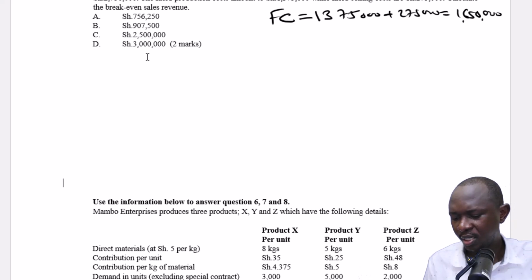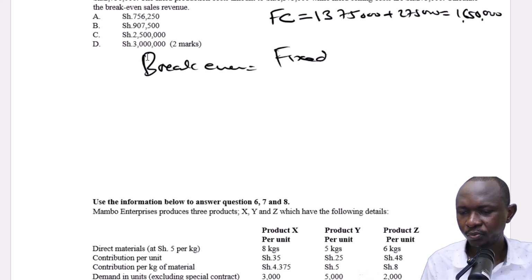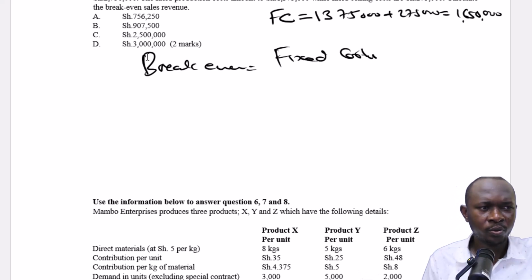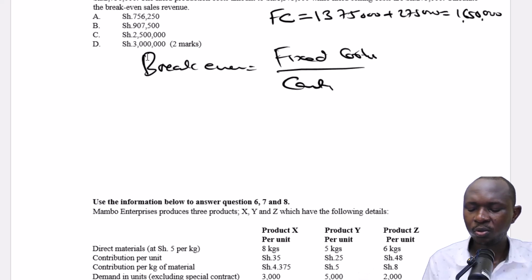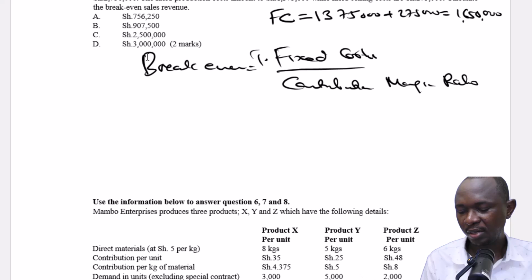Now, the break-even formula is: break-even equals fixed cost over contribution margin ratio. This is the total fixed cost. We already know the total fixed cost, which is 1650.